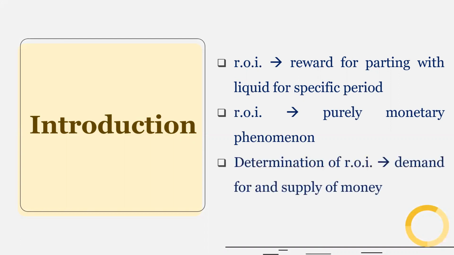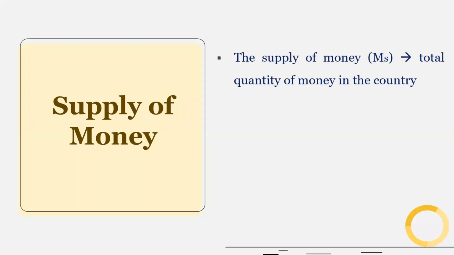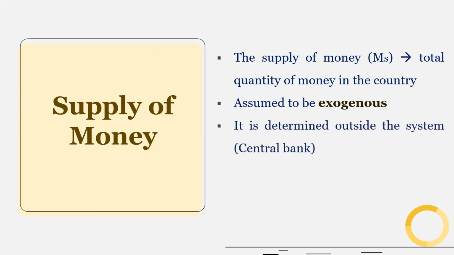So the determination of rate of interest depends on the demand for money and supply of money. Now let's understand the idea of supply of money. Supply of money is the total quantity of money in the country and it is assumed to be exogenous. So we know that it is determined by the central bank and it is determined outside the system. And in the short run, it is constant.